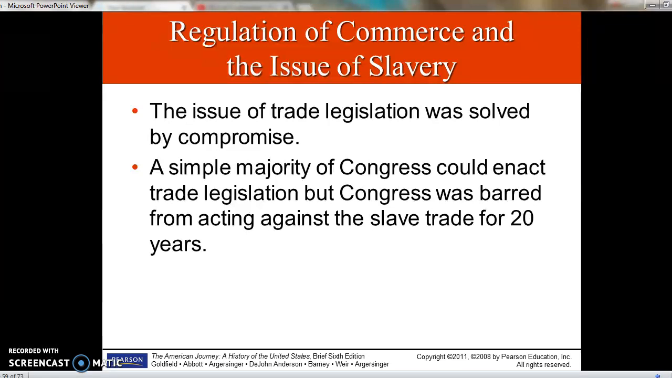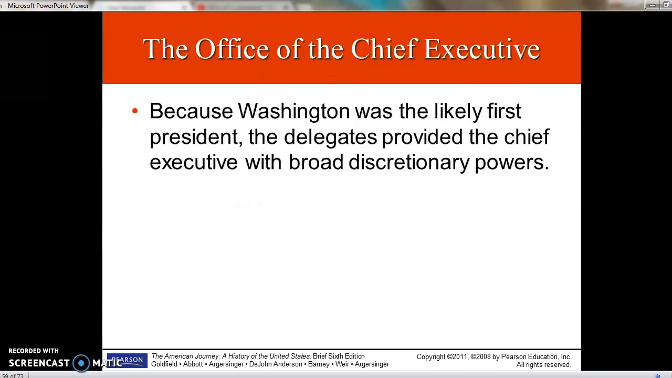But it also barred Congress from acting against the slave trade, the importation of slaves, for 20 years, for the simple fact that South Carolina wanted to keep importing slaves. Washington was likely the first president, so the delegates provided the chief executive with broad discretionary powers. Not a whole lot of rules for the president.